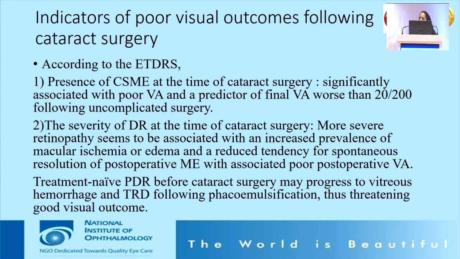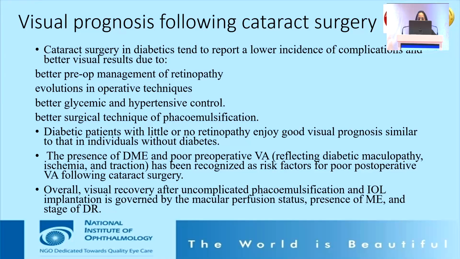So what are the indicators of poor outcomes following cataract surgery? According to the ETDRS, it's the presence of CSME at the time of cataract surgery. Significantly poor vision is a predictor of final poor vision after surgery. Also, you must always correlate the amount of cataract with the amount of visual loss that the patient has, so that you can differentiate how much of it is because of cataract and how much of it is because of the retinopathy. The severity of diabetic retinopathy at the time of surgery plays a huge role. So treatment-naive PDR before cataract surgery may progress to vitreous hemorrhage and TRD following phaco, thus threatening a good visual outcome.